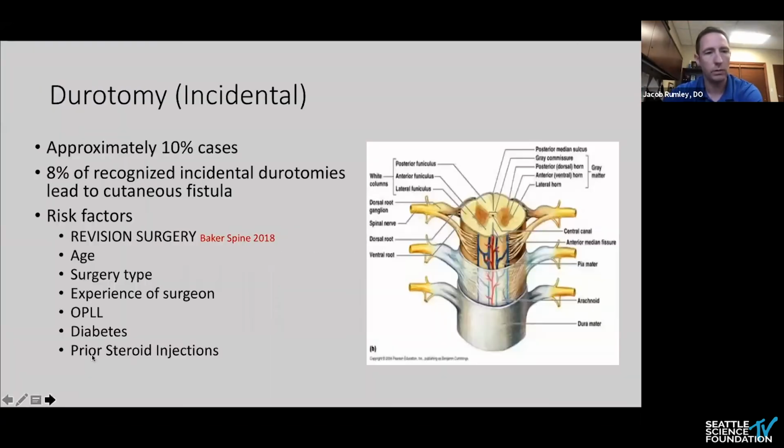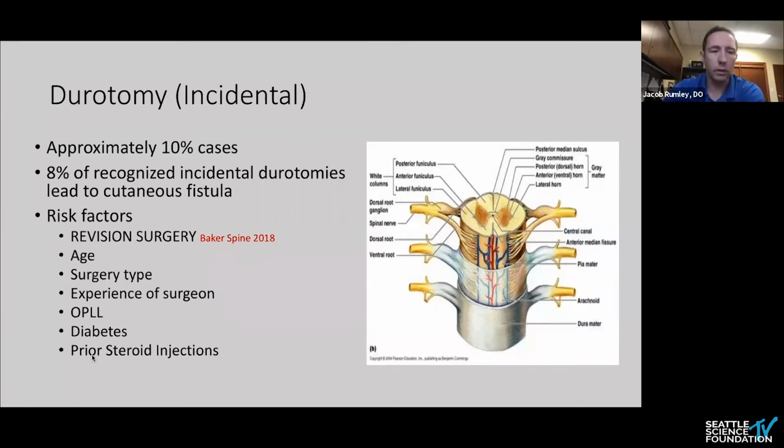Quick overview. Incidental durotomies are what we're talking about, not any time that you're doing intradural work, but an unintentional injury to the dura, which happens in anywhere from 1 to 17% of cases. So I think we can all agree 10% is a fair number for the incidence. 8% of the recognized incidental durotomies can lead to a cutaneous fistula, which is certainly a pretty significant complication.